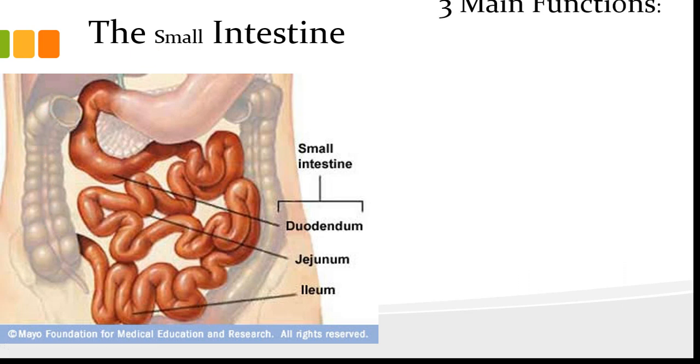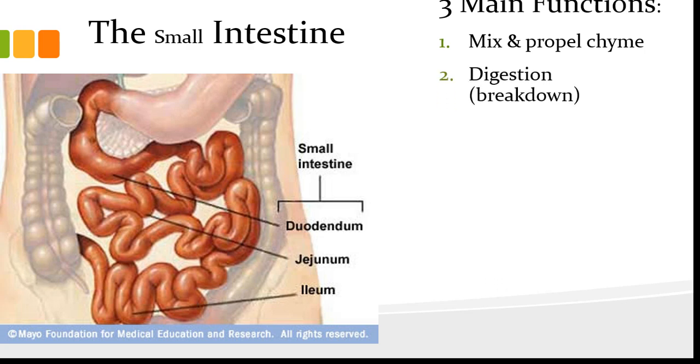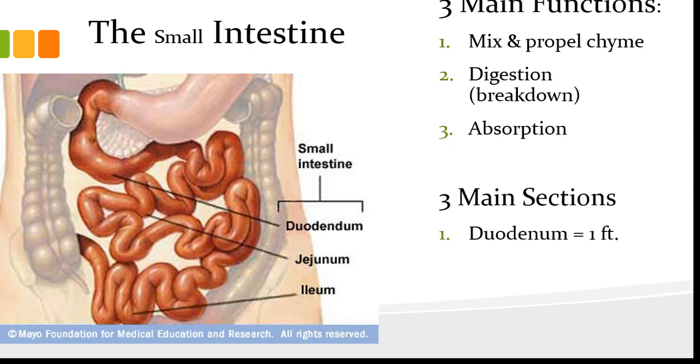All right, 3 main functions. Number 1, to mix and propel the chyme that has just been put into it from the stomach. 2, digestion, breaking it down some more, but the biggie right here is absorption. What's it going to absorb? The nutrients from your food, okay? The nutrients from your food. There are 3 main sections. You need to memorize these. Number 1, the duodenum. If you pronounce it duodenum, you'll be able to spell it more easily right there.